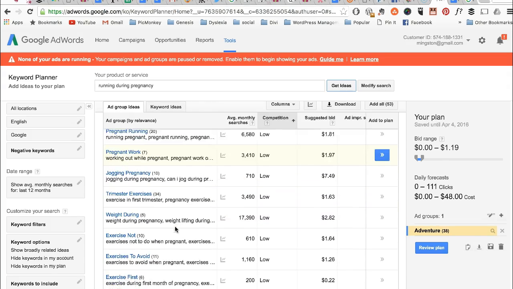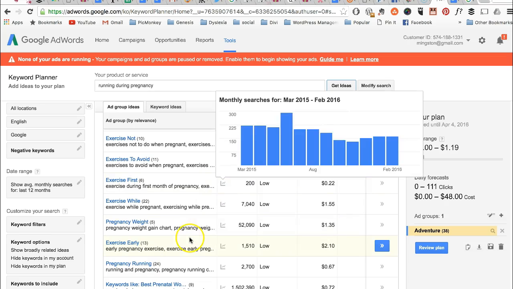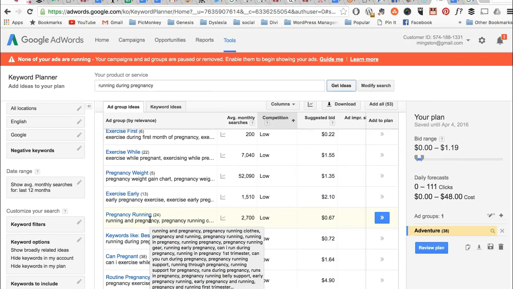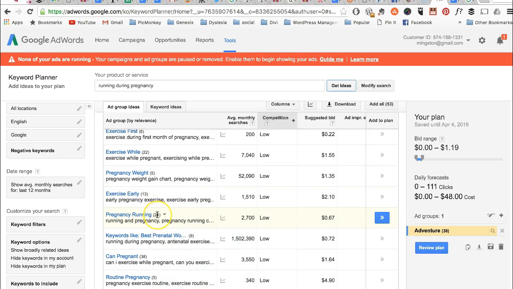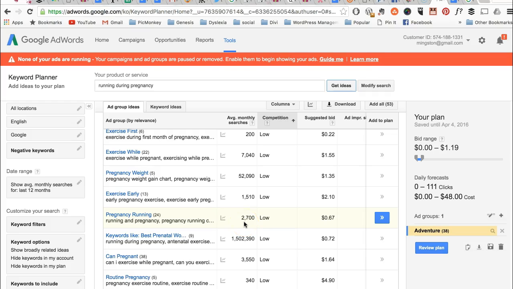So yeah, it's like exercise while pregnant, exercise first month of pregnancy. So you look at these different things and see. So here's pregnancy running, which is the two main words that we found. Well, look, there's 24 versions of it for 2,700 searches, which means it's basically 100 per search. Well, that's not really the best.